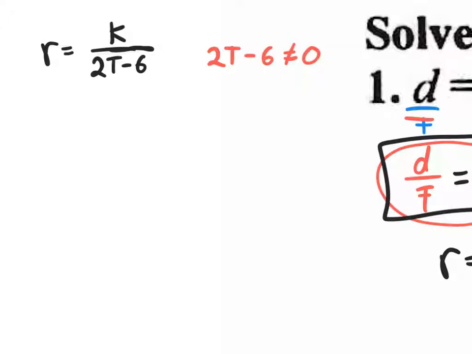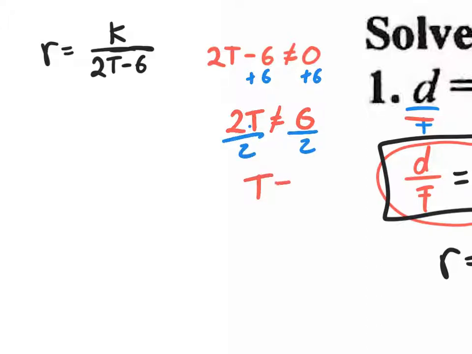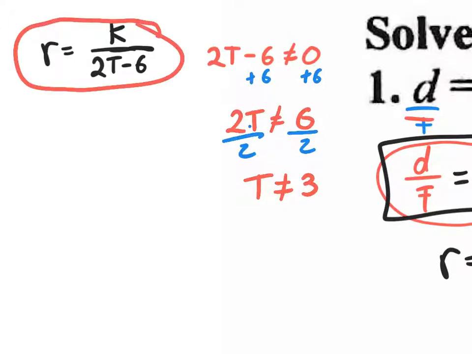So let's solve this thing. Of course, instead of an equal sign, there's a not equal to. So let's solve this the way we normally would. Plus 6, you would have 2t not equaling 6. And then you would divide by 2. So t cannot be equal to 3. So let's say this was my answer, r equals k over 2t minus 6. You would need an additional part of your answer saying, but t cannot be 3.